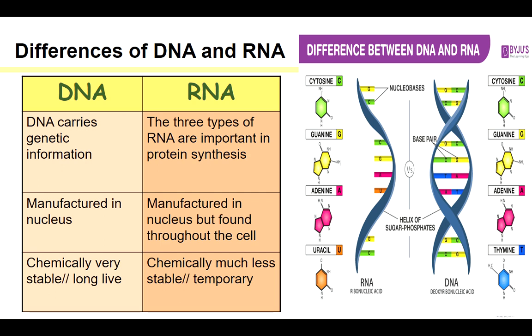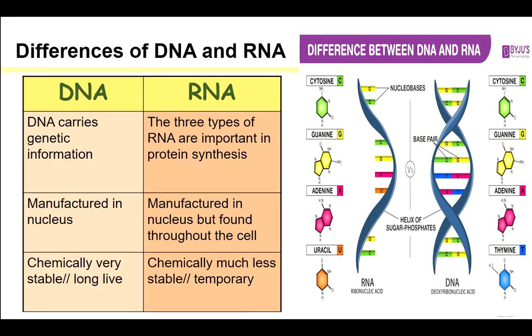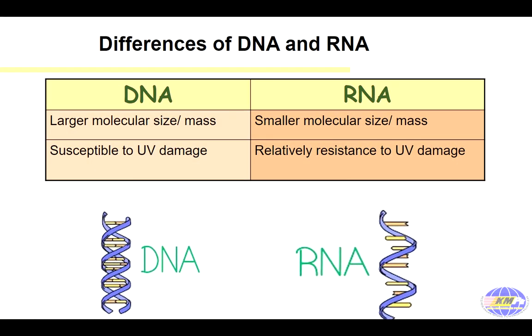DNA is manufactured in the nucleus and mainly found in the nucleus with a small amount in the mitochondria and chloroplast, whereas RNA is manufactured in the nucleus but found throughout the cell. DNA is chemically very stable, whereas RNA is chemically less stable. DNA has larger molecular mass, whereas RNA has smaller molecular mass. DNA is susceptible to UV damage, whereas RNA is relatively resistant to UV damage.